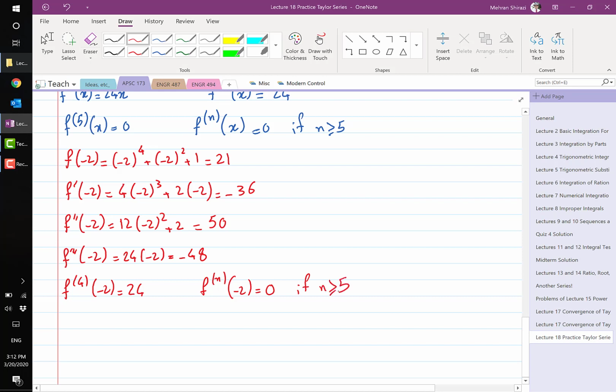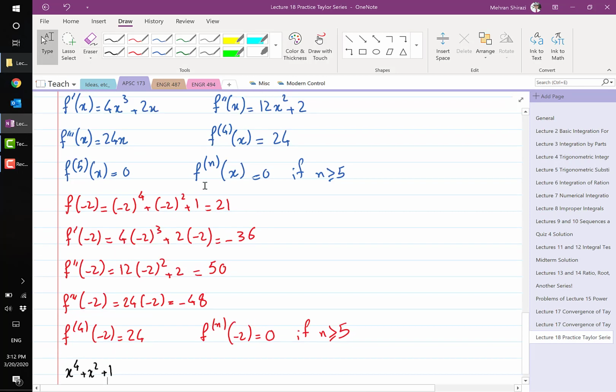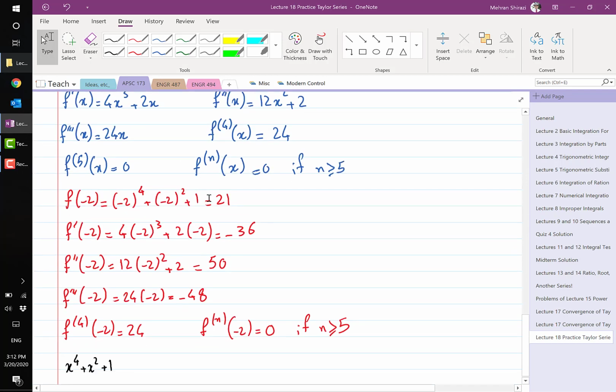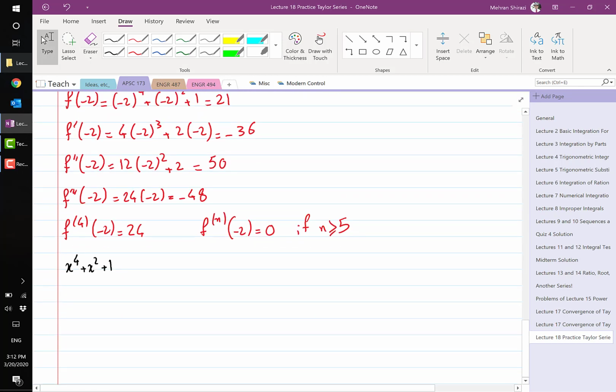Okay, we have everything we need to write the Taylor series of x⁴ plus x² plus 1 at a equals -2. That's what we were looking for. We want to write the Taylor series of this polynomial. Okay, f of -2 is 21. f prime of -2 is -36 times (x minus a). x minus a is x minus minus 2, so x plus 2.